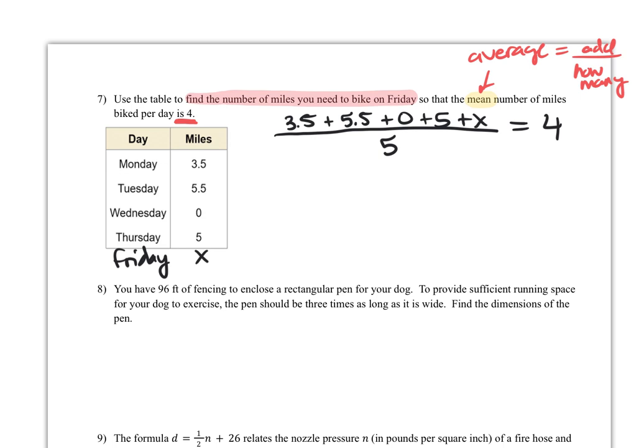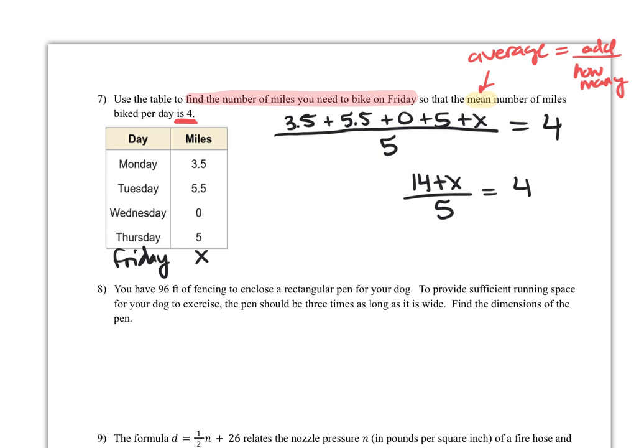Okay. That looks messy, but can we simplify that top a lot? Yeah. When you add up 3.5, 5.5, 0, and 5, what do you get? 14? Okay. So that shrinks down to 14 plus x divided by 5 equals 4. That's much nicer. And it actually looks like those 3 examples we did the other day. Remember when we had them kind of looking like fractions yesterday? Yeah. So am I allowed to move this 14 yet?